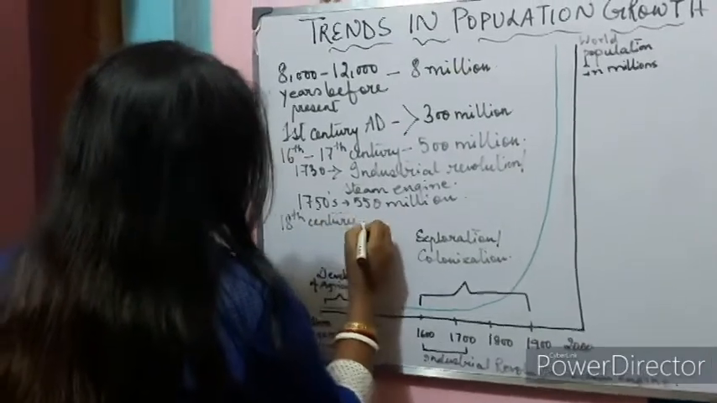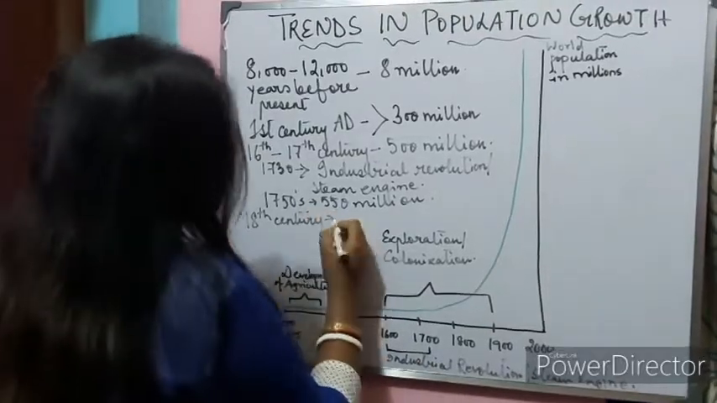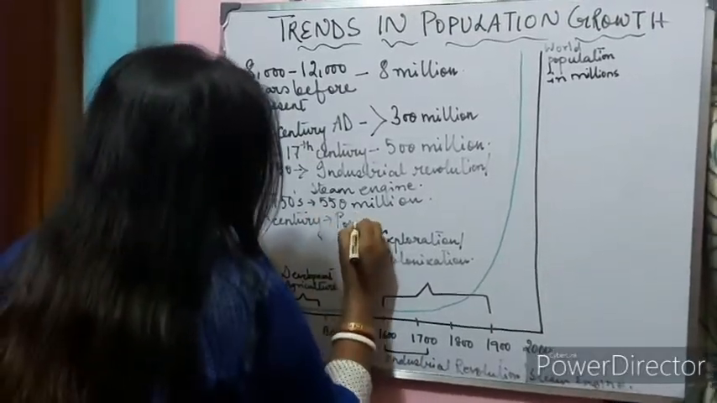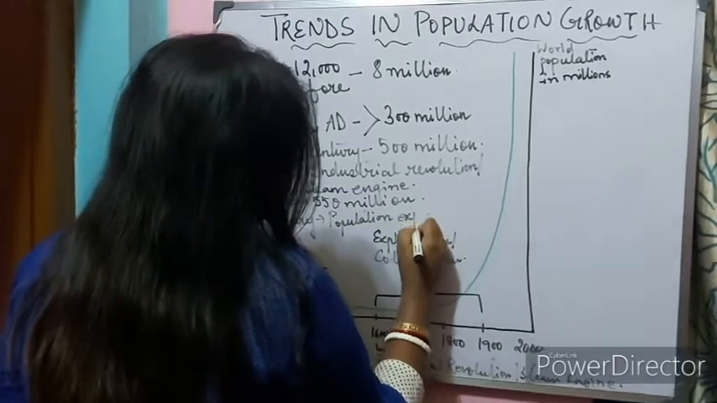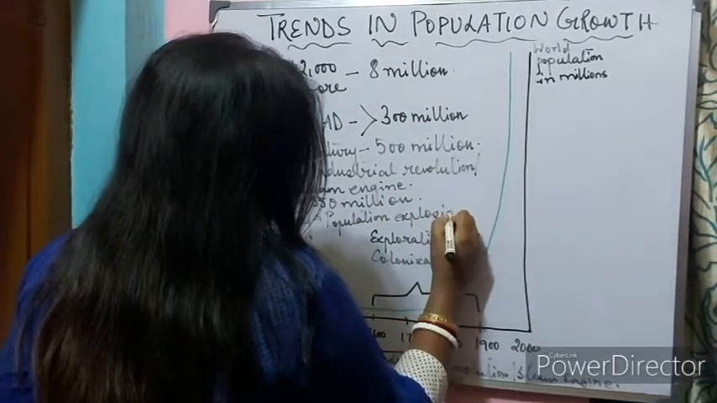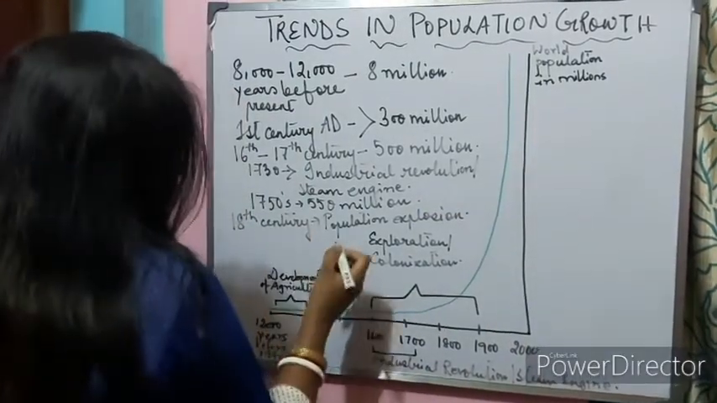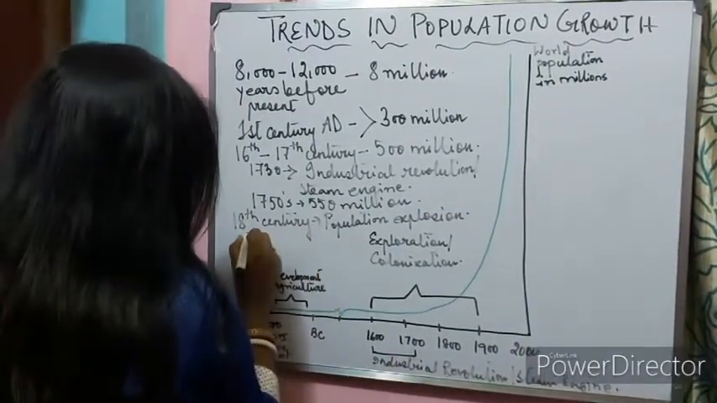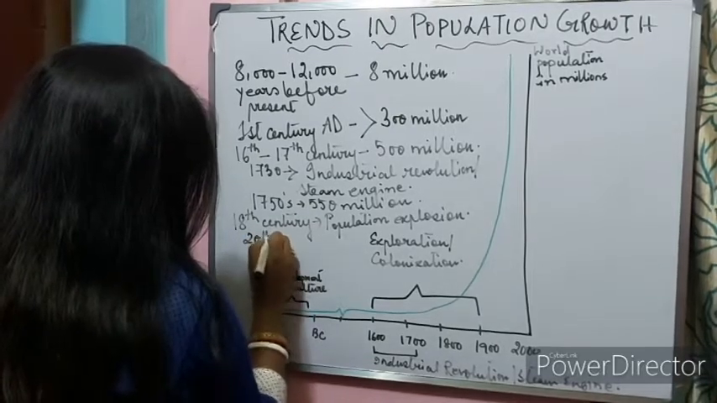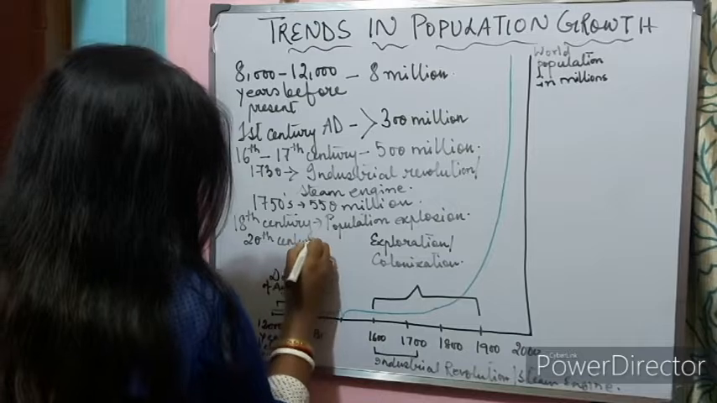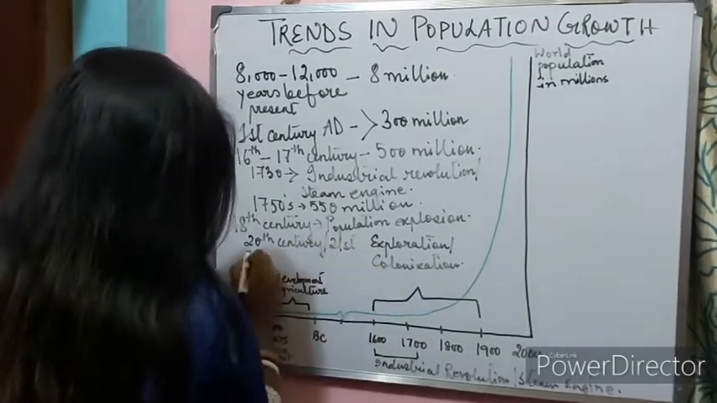After the industrial revolution, we can see the period of post-industrialization. Here we will see the population increase rapidly. We can see the period of population explosion. Now we will talk about the 20th century and the 21st century, that is the latest.